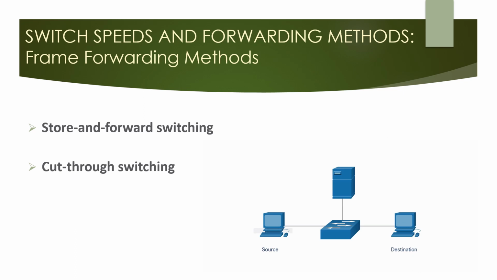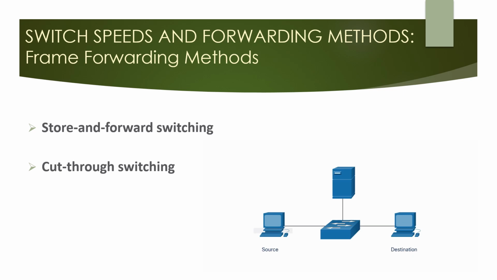The first one is store and forward switching, where the switch receives the entire frame and computes the cyclic redundancy check. We know that the cyclic redundancy check uses a mathematical formula based on the number of 1 bits in the frame to determine whether the received frame has an error or not. If the cyclic redundancy check is valid, the switch looks up the destination address and then determines the outgoing interface. Then the frame is forwarded out of the correct port.